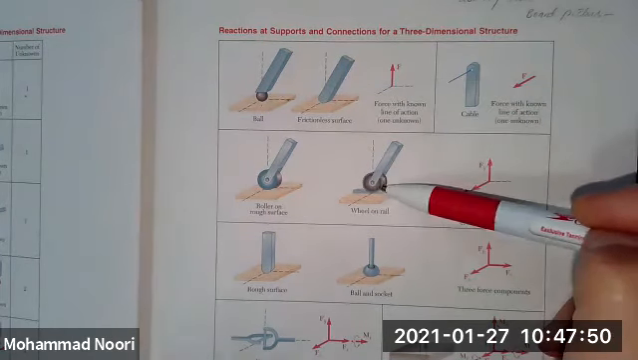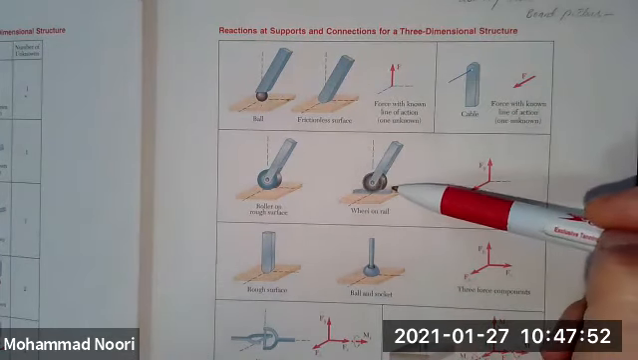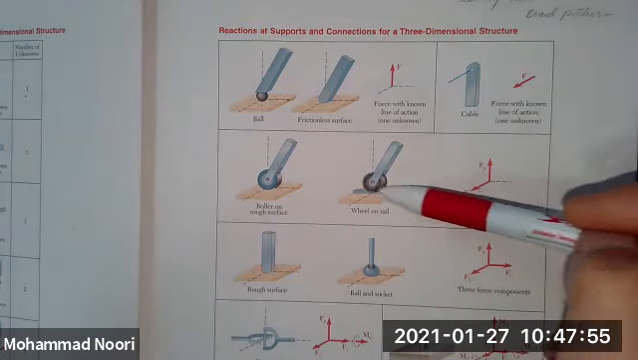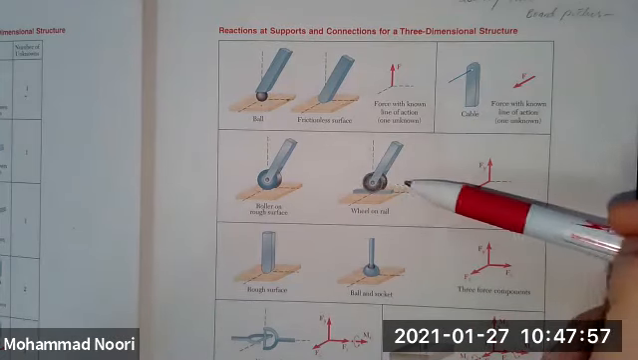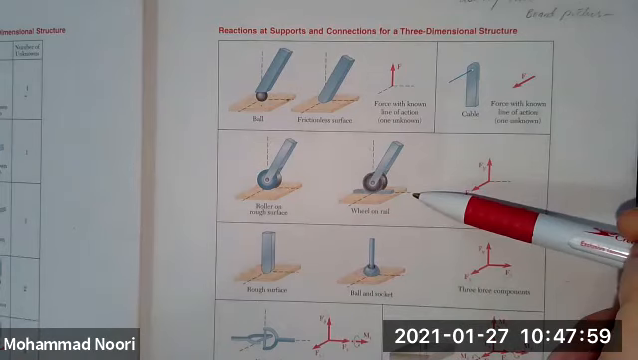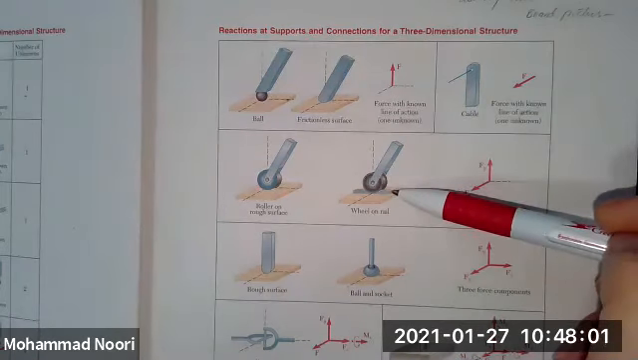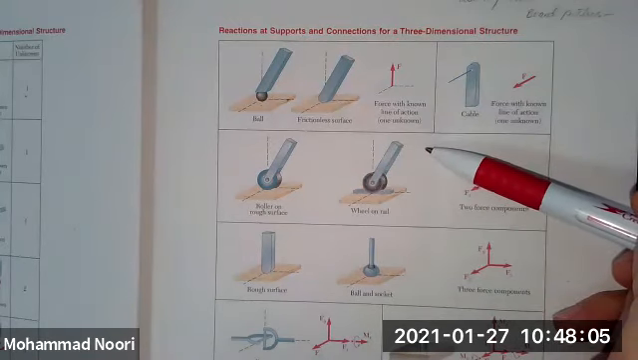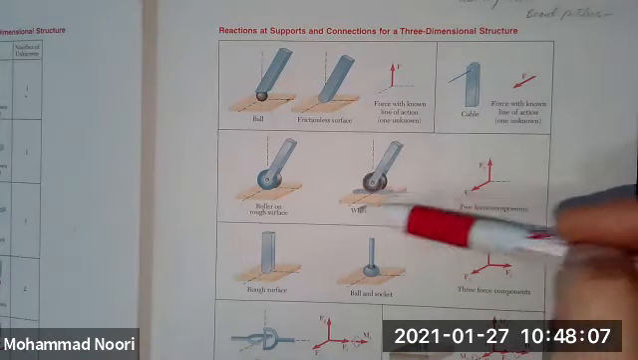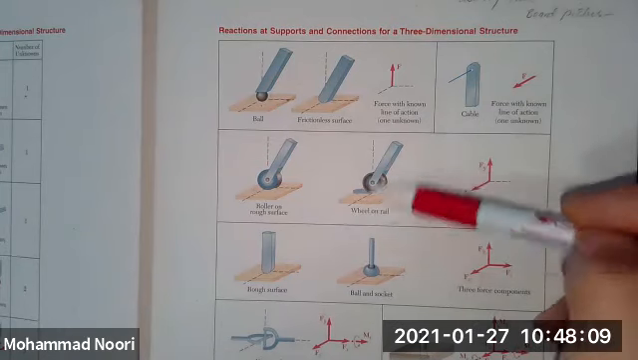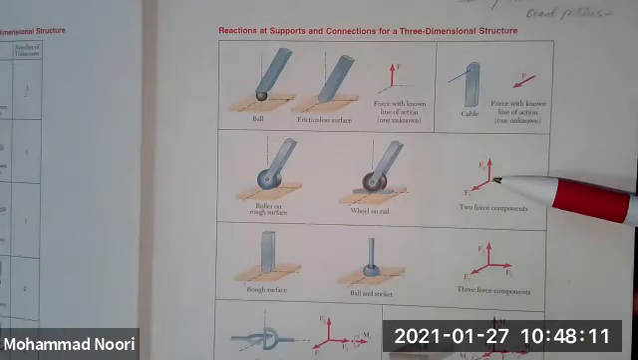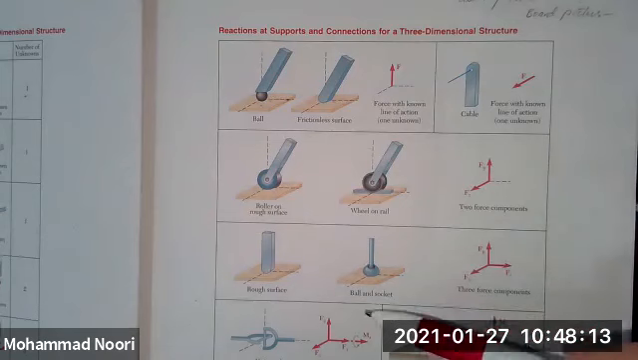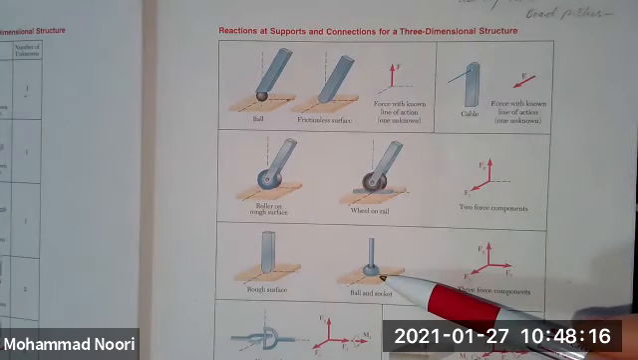If you have a roller or a wheel that is sliding on a rail, what happens? Again, you can rotate it in any direction you want. However, you cannot move it in this direction or in this direction. So that represents two unknowns.